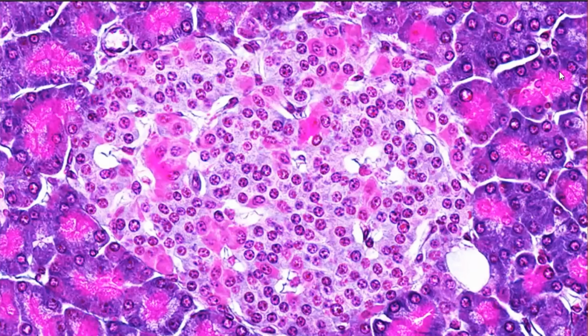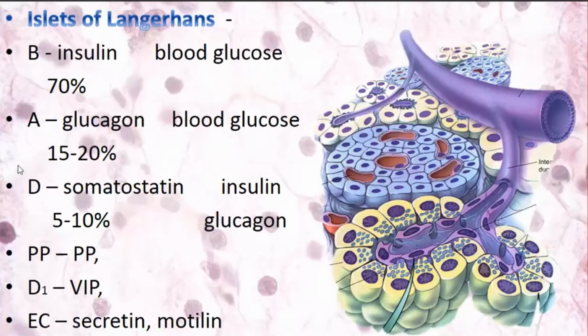And pancreatic acini are present here. They have central zymogenic zones, which are pink, and peripheral basophilic zones, which are violet or blue in shade. And these cells produce insulin. It decreases blood glucose level, and amount of those cells is about 70%. A cells or alpha cells produce glucagon. It increases blood glucose level.